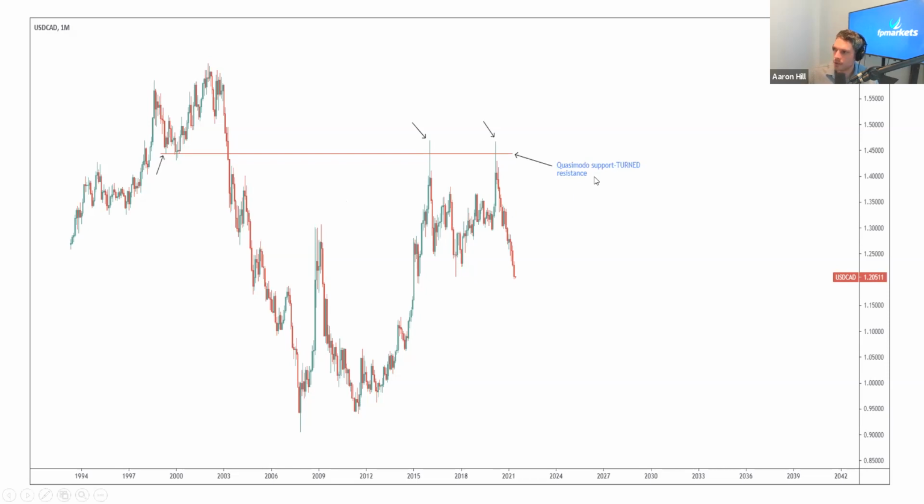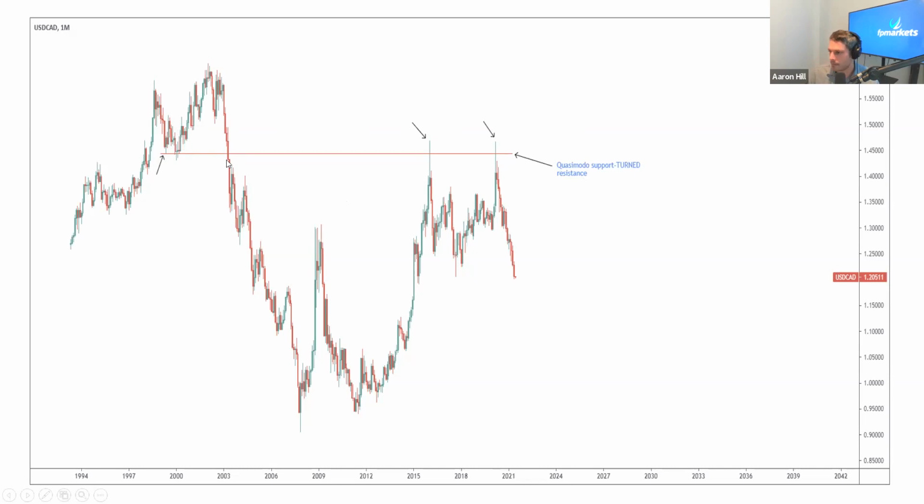So anyway, we have a Quasimodo support turned resistance. As you can see, we have the Quasimodo support low here. This is the low point. This is the high point. This is the low. This is the fake out. This is the bear trap. And we have a continuation to the upside. Now, what happens when we get back to this point? Nothing. We just whipsaw straight through. It's a clean sweep of the level.